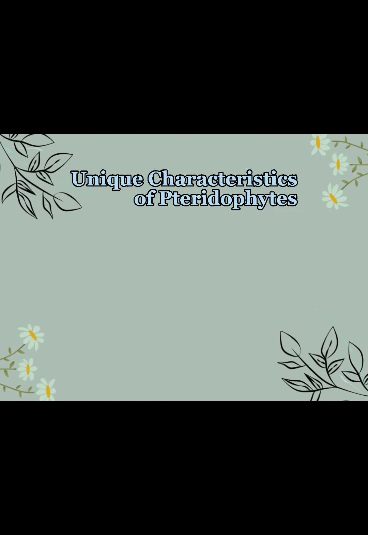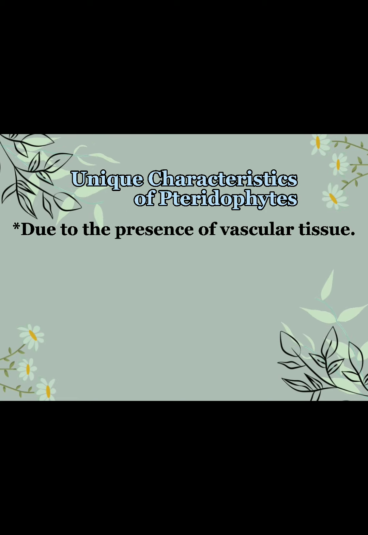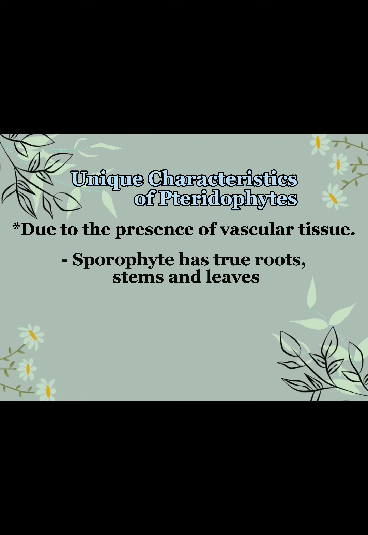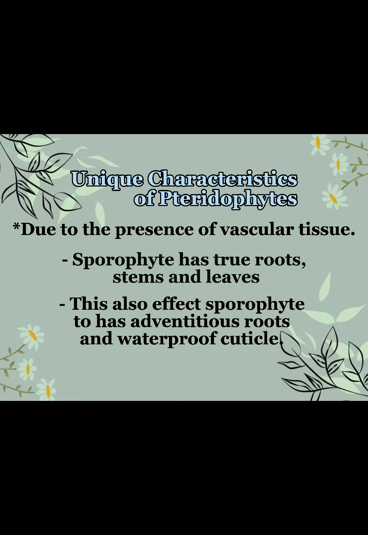Number 4, the vascular tissue has two distinct organ systems, which are a shoot system and a root system. Due to this presence of organ systems in vascular tissues, the sporophyte has true root, stem, and leaf. This also enables the sporophyte to have adventitious roots and a waterproof cuticle.